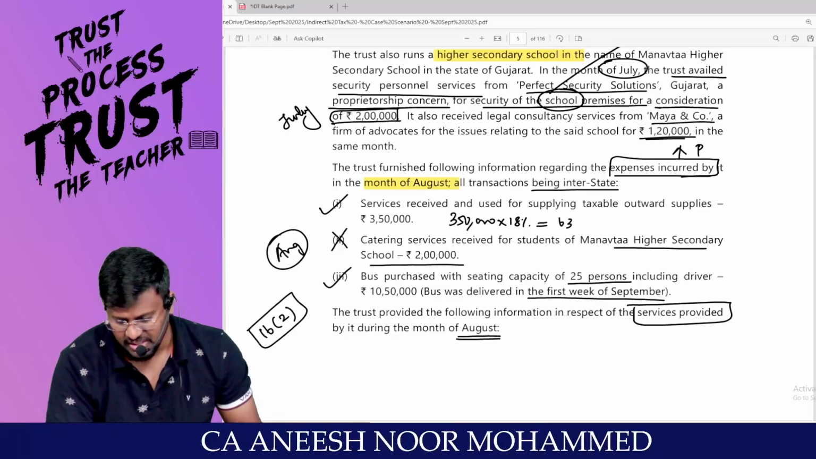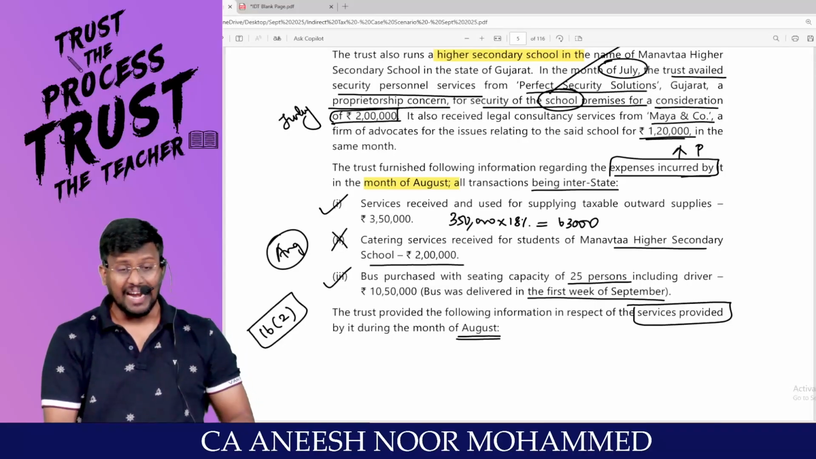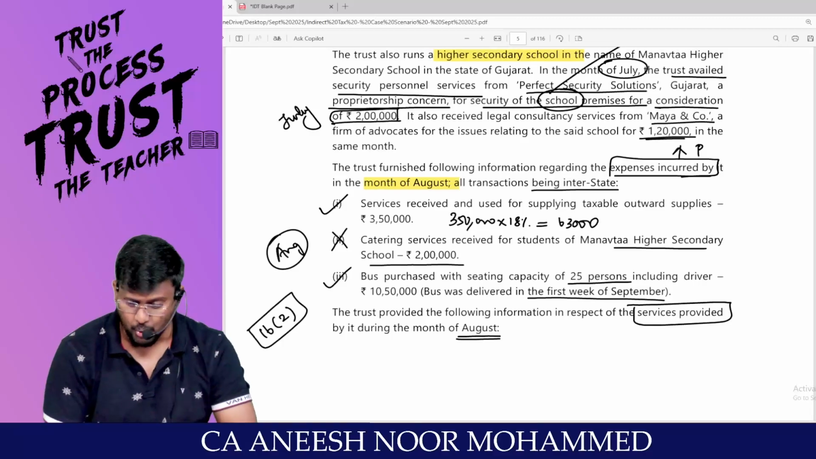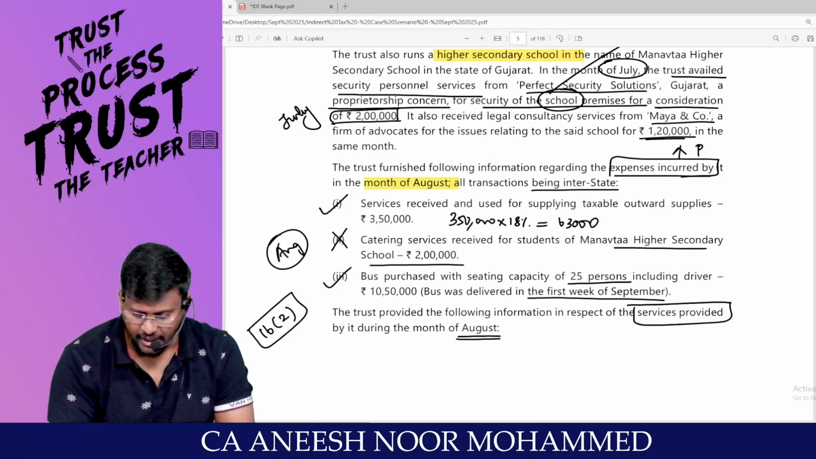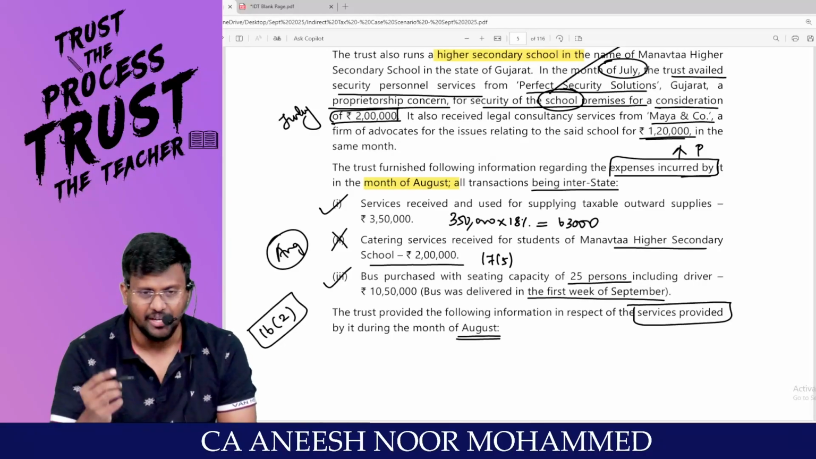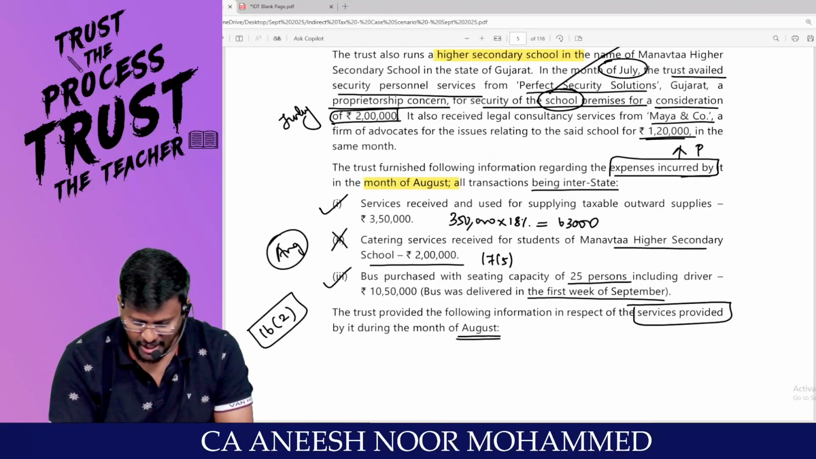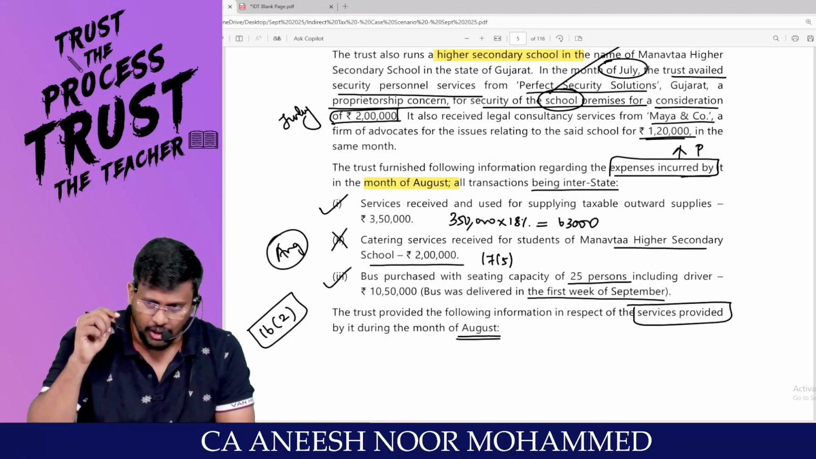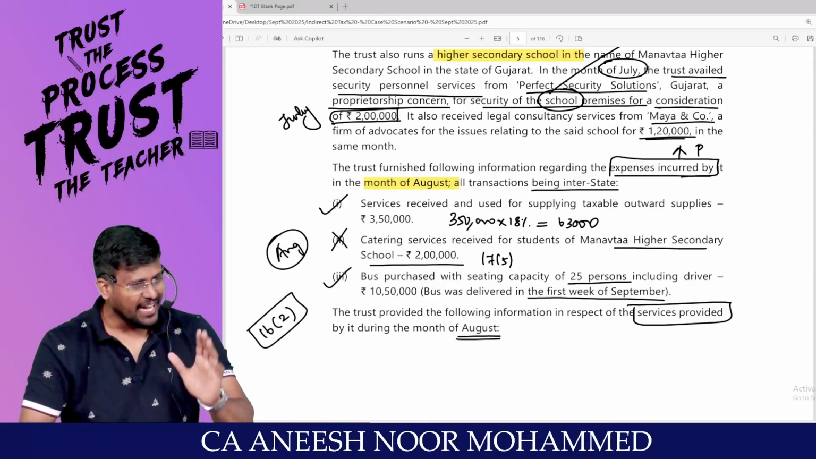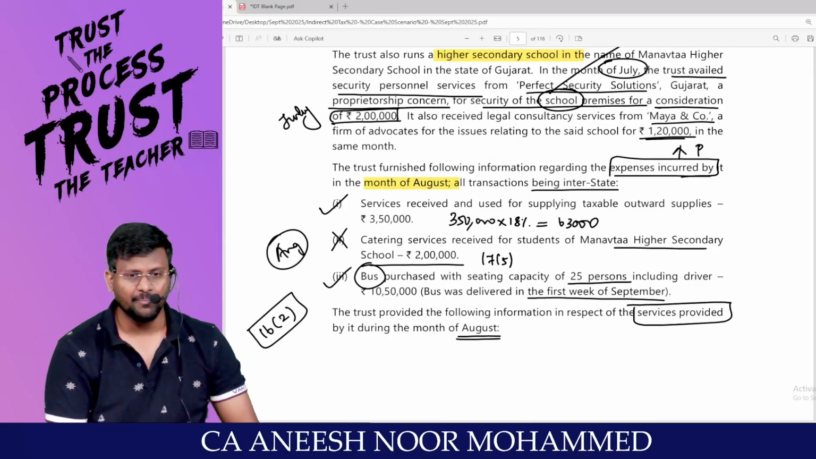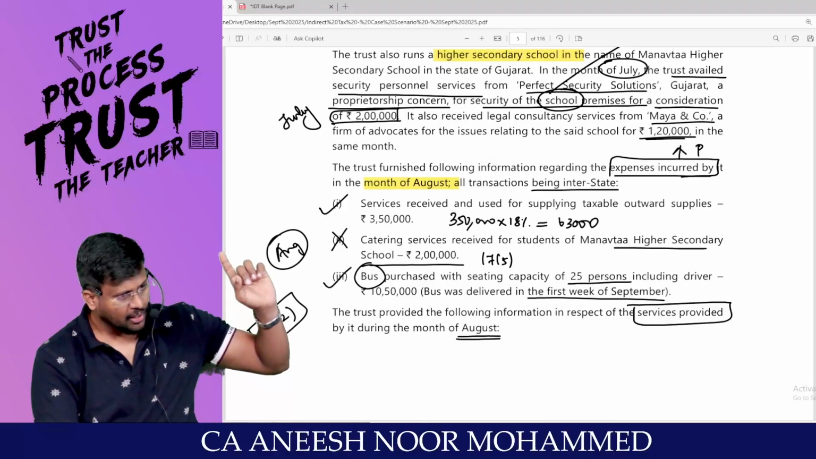63,000 is the first answer. Am I right? Catering service received for students of M. It's a blocked credit, covered under section 17 subsection 5. The second one is blocked credit. Bus purchased. Sir, I am checking for the month of August. Actually, a bus is not a blocked credit because the seating capacity is more than 13 passengers.